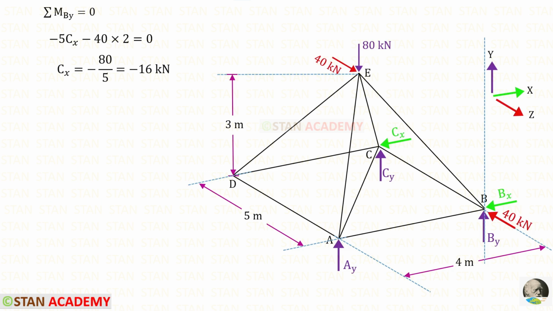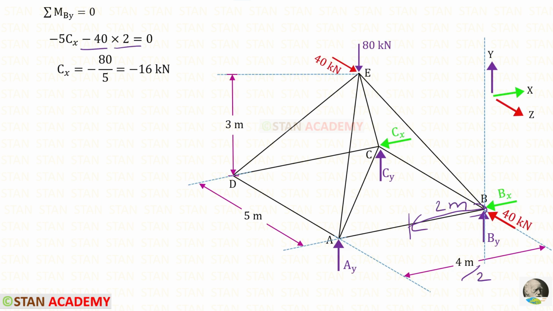Let us keep clockwise as positive and anti-clockwise as negative. This one about the point B is acting in the anti-clockwise direction, so it will be negative and the distance is 5. So minus 5 Cx. We know that this load 40 kilonewton is in the center and on the top. This load about this axis will be acting in the anti-clockwise direction, so it will be negative and the distance is half of AB, that is 4 by 2. It will be 2 meter.